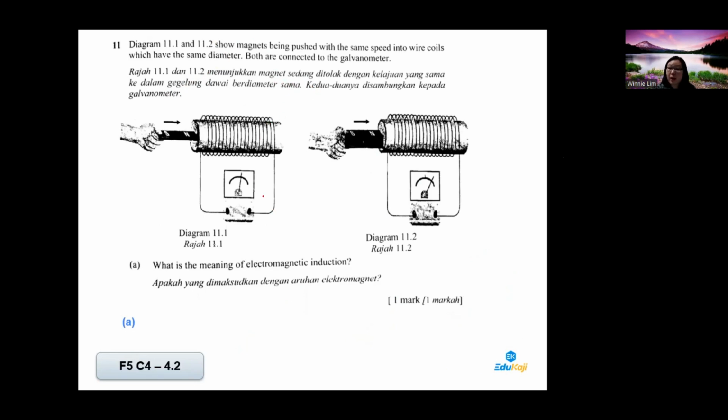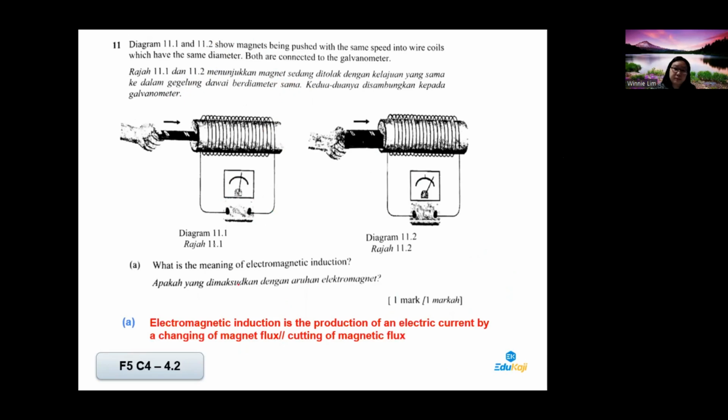So they indeed will ask for your definitions or the simple idea or knowledge. So electromagnetic induction is what? The production of EMF or induced current by cutting of magnetic flux, right? Or changing of magnetic flux. Okay, so you get this answer.